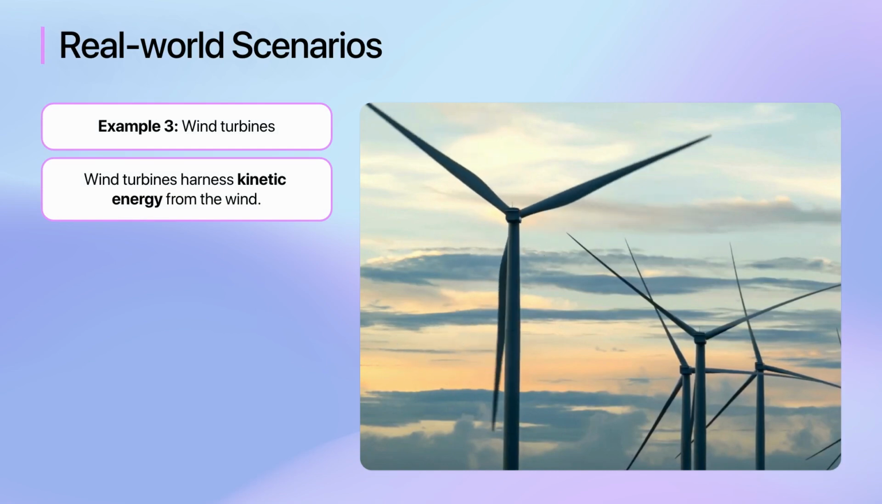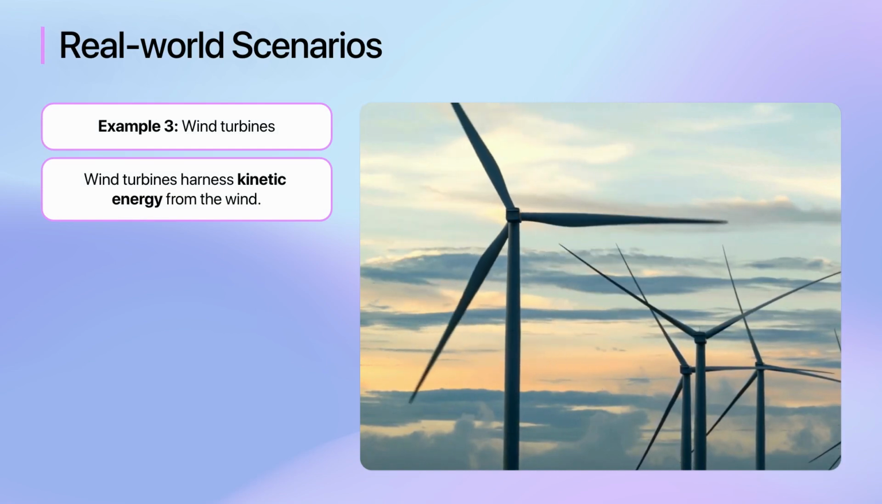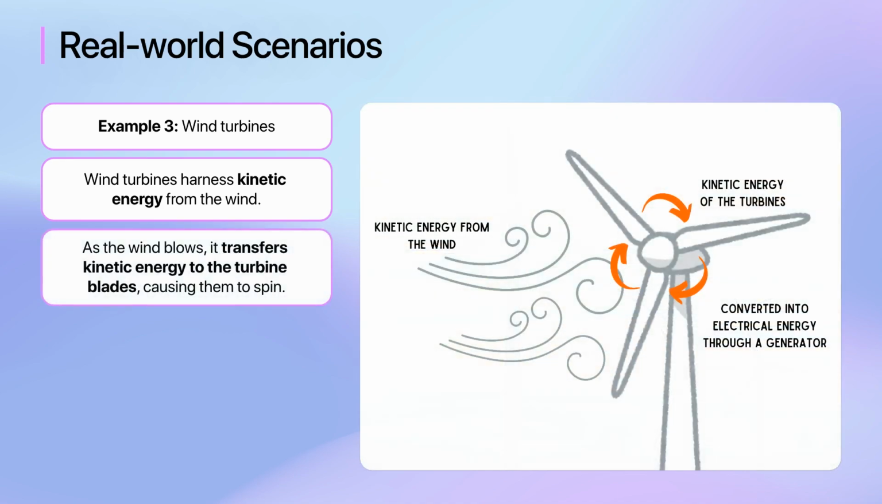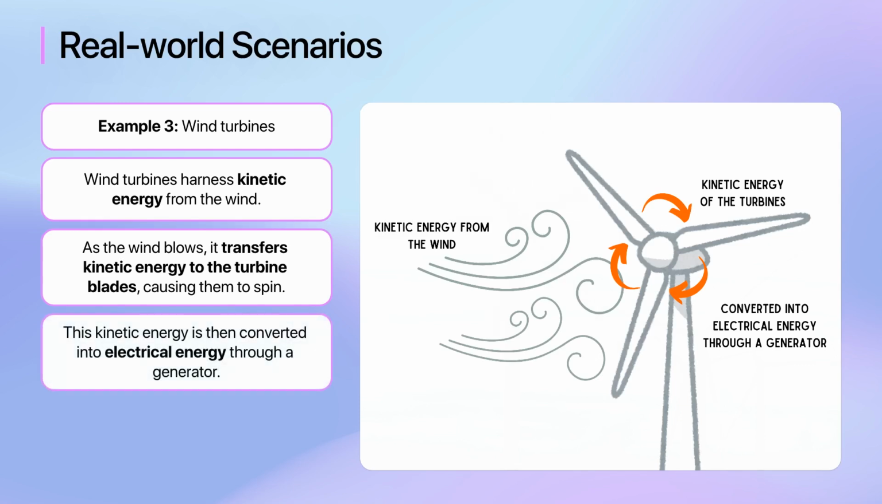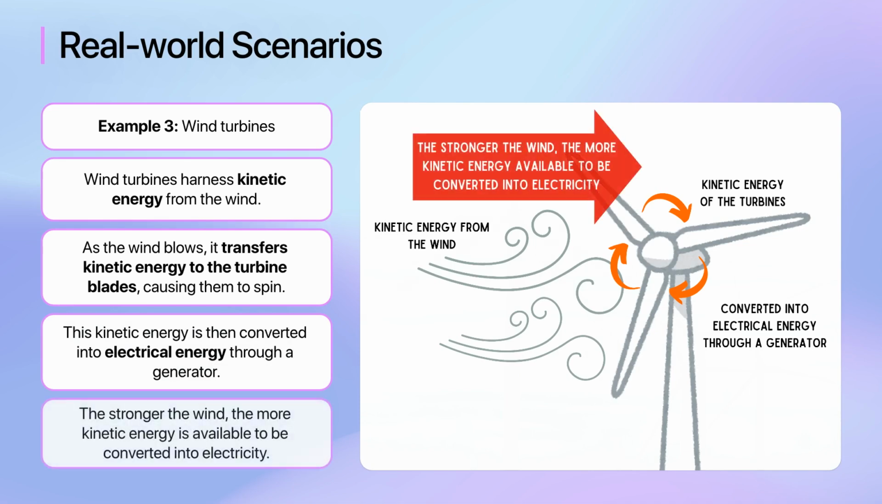Wind turbines harness kinetic energy from the wind. As the wind blows, it transfers kinetic energy to the turbine blades, causing them to spin. This kinetic energy is then converted into electrical energy through a generator. The stronger the wind, the more kinetic energy is available to be converted into electricity.